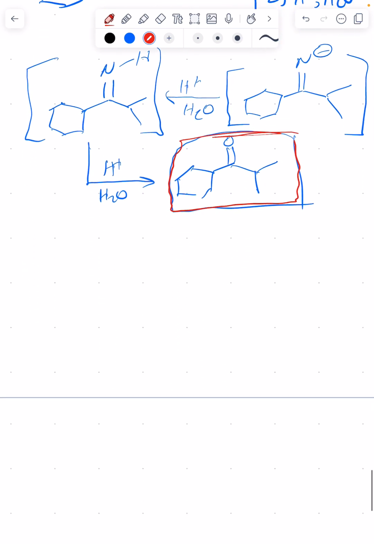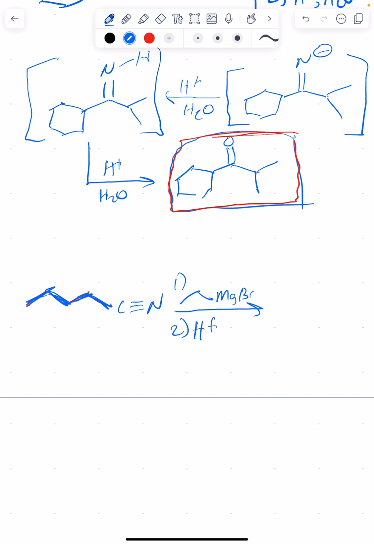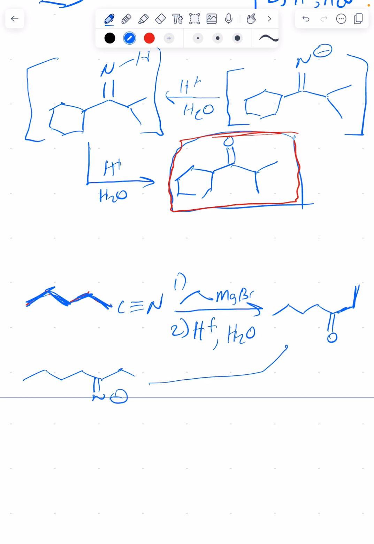Let's do one more example. Let me change back to my blue. All right, so if I treat this guy, I don't know, let's say ethyl magnesium bromide, followed by H plus and water, my product's going to be a carbonyl compound where I've added that ethyl group in place of the nitrile. And again, that comes from this pathway of generating the imine anion and having that hydrolyze with acid and water to the ketone.